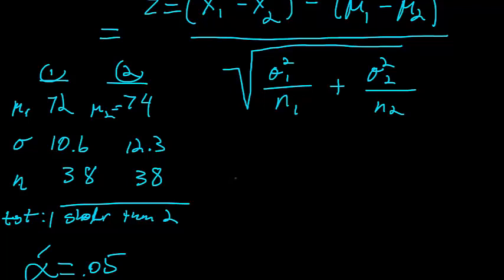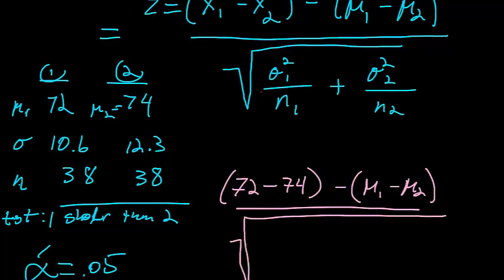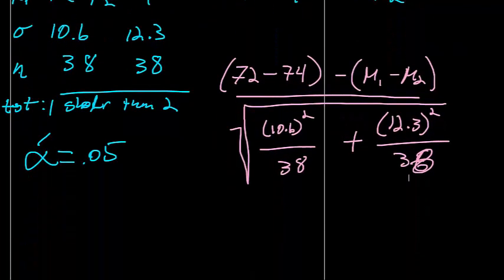And let's change colors so that we know what we're doing. Okay, so x sub 1 is the 72. So 72 minus 74. That's my x bars, minus mu sub 1 minus mu sub 2, over the square root of sigma sub 1 is 10.6. 10.6 squared over 38 plus, not minus, 12.3 squared over 38. Not 6, 38. Okay. A couple of points here.